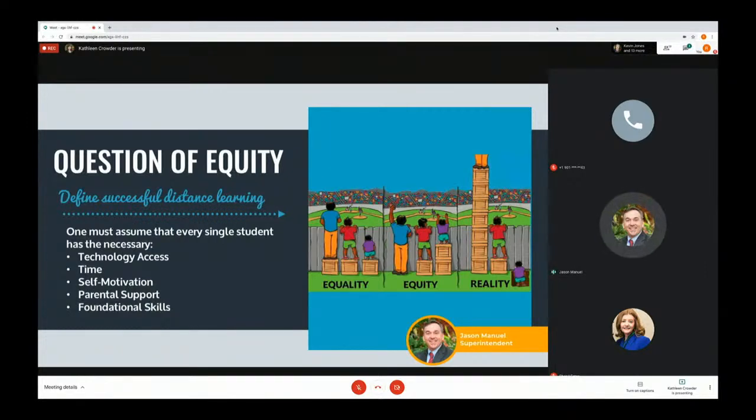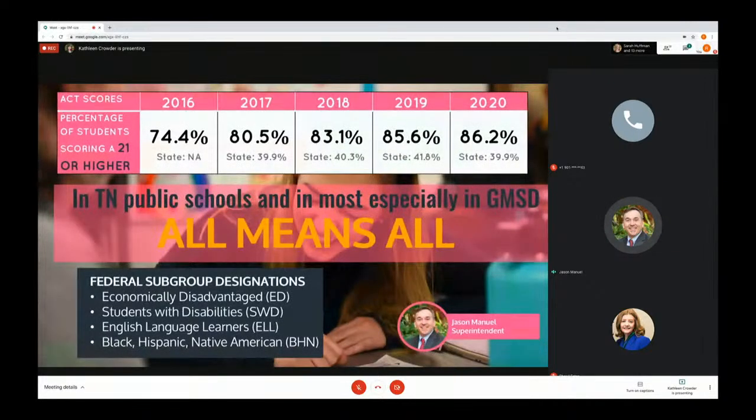So a question of equity was very important for the state school board, and they wanted to be sure that all students across the state were treated equally or equitably, so that we don't leave some students behind. So we have dealt with this in the past, and I think it's something that Germantown prides ourselves on. In Tennessee public schools, and especially in Germantown schools, all means all. That means that we are providing benefits for all of our students.